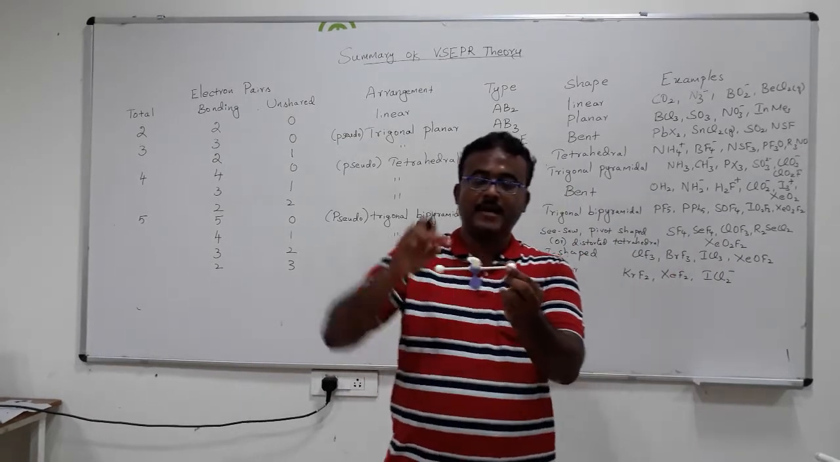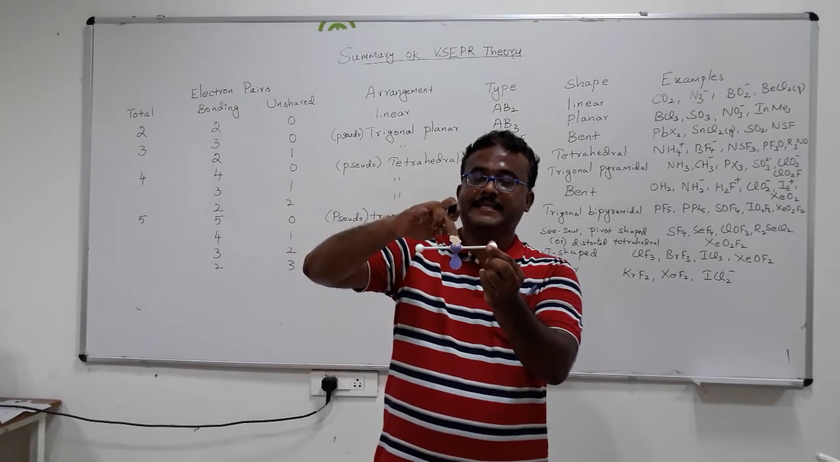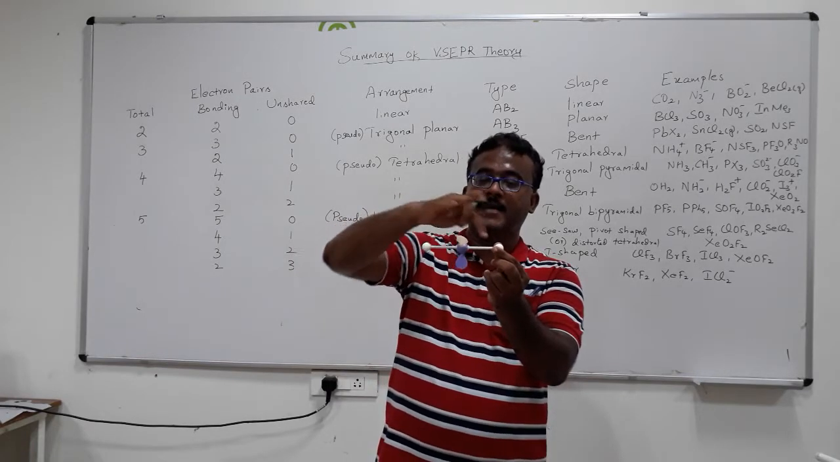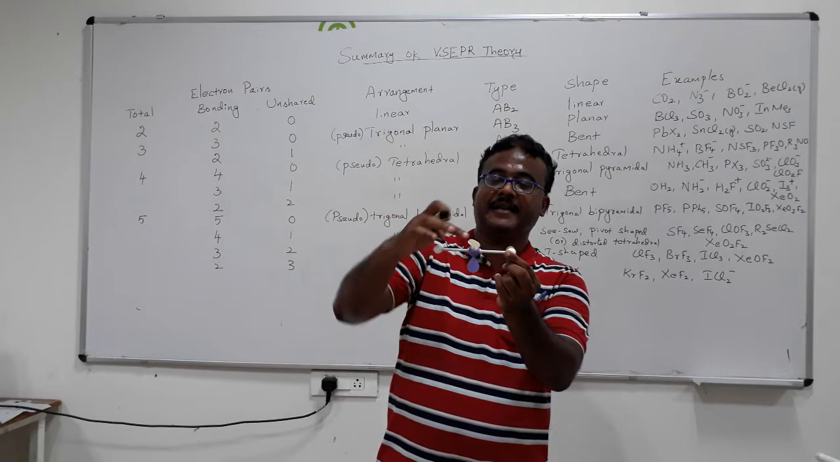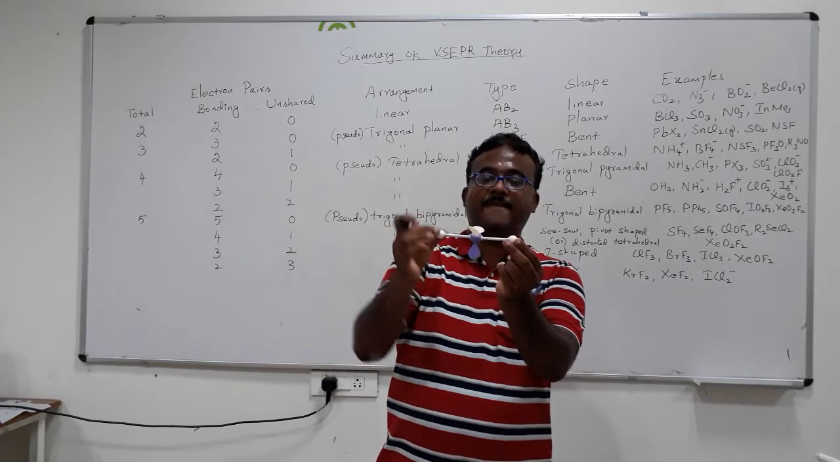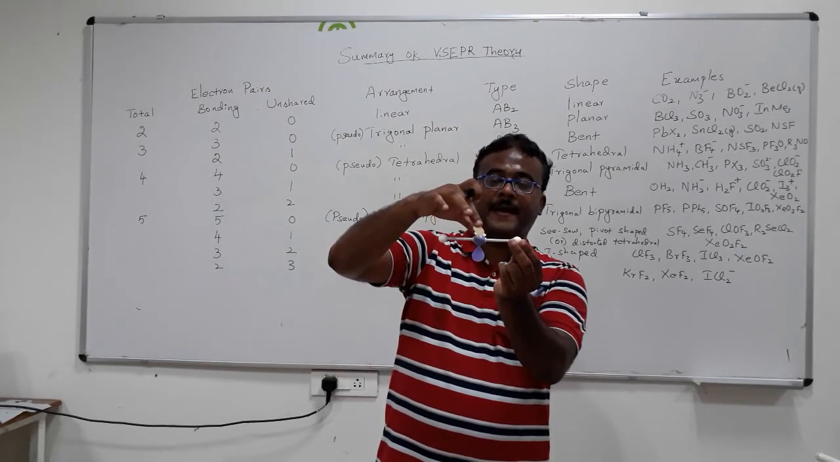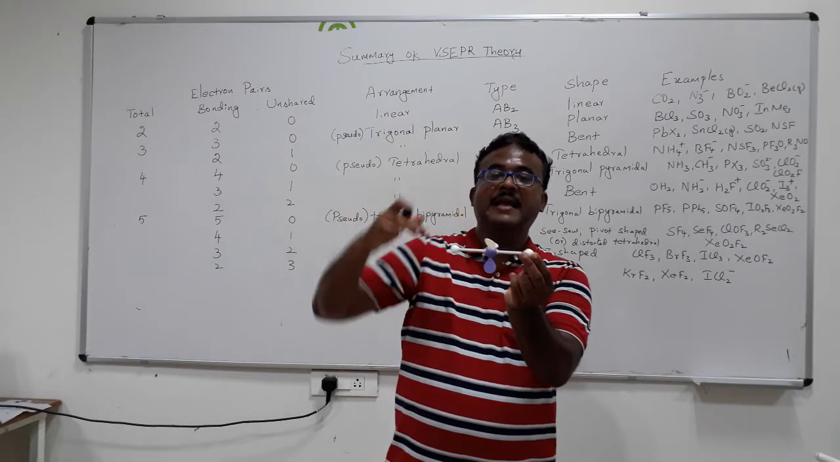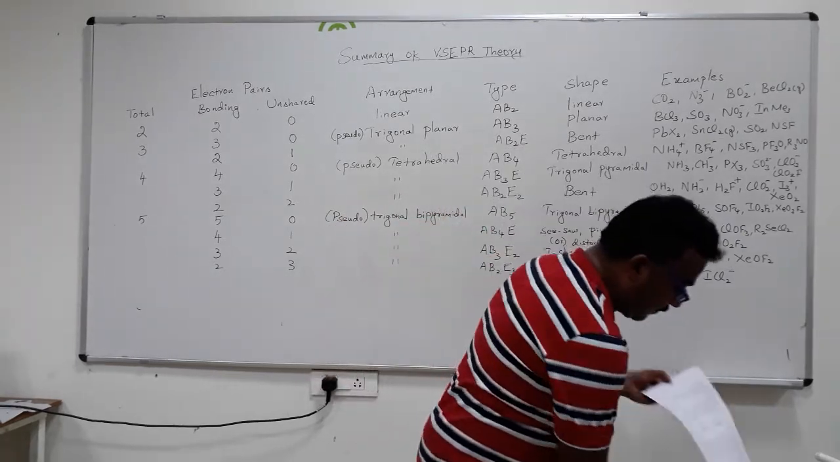You can see the center violet ball is xenon, with 2 fluoride ions and 3 lone pairs of electrons. If we exclude the lone pairs of electrons, the molecule looks like a linear geometry.